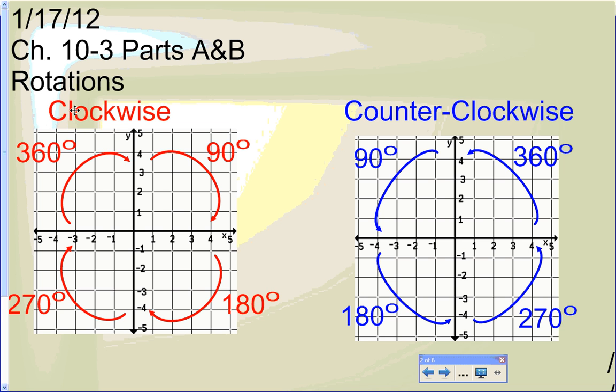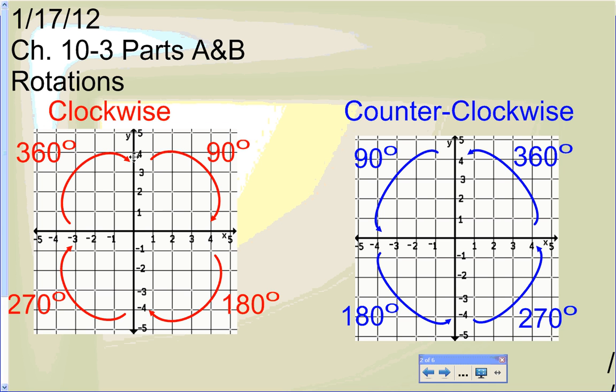So by direction, we're going to say either clockwise or counterclockwise. Clockwise meaning in the direction of a clock, which is in this direction. Counterclockwise is in the opposite direction. And by distance, we're going to measure the distance based upon degrees.